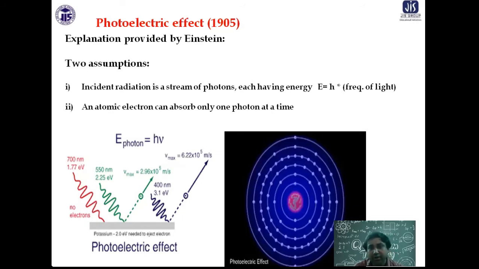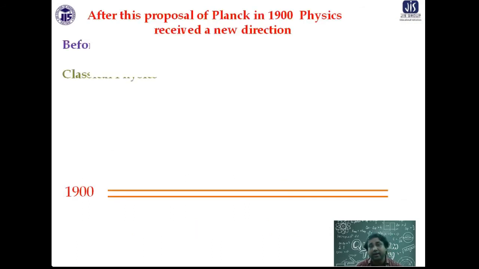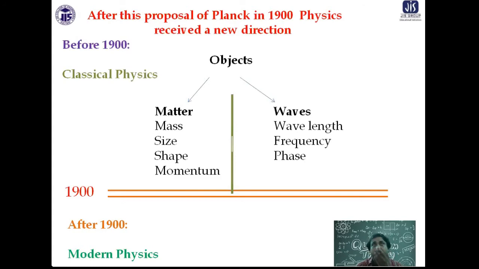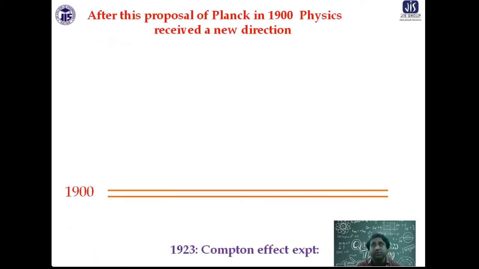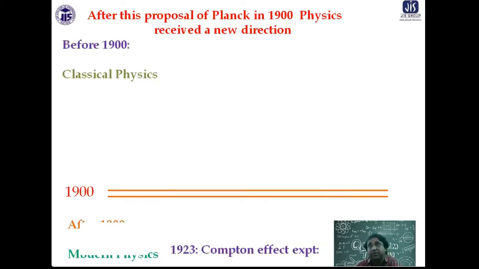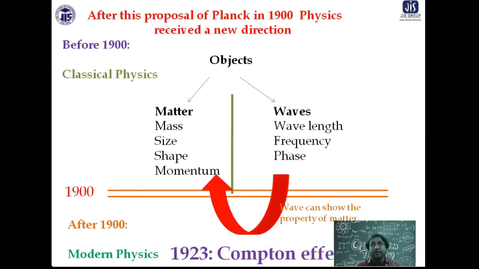Now, to give a better idea about photons, later on one more experiment was done, about what Einstein is telling, that a wave can be matter-like. One more experiment was done, that was the experiment of the Compton effect. It was done in 1923, as you know. Now the experiment of the Compton effect was like this.